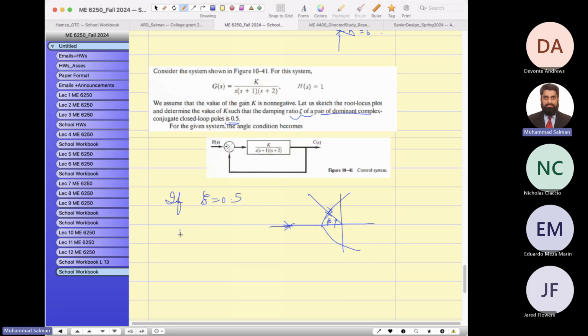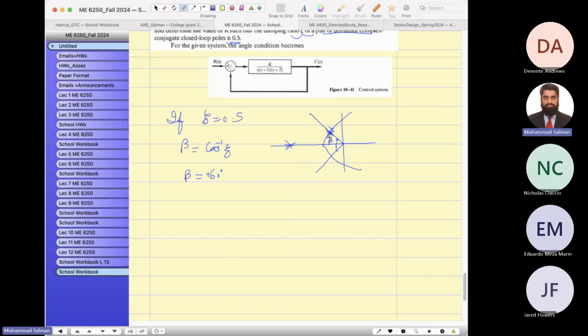So we know that beta equals cosine inverse of zeta, so that is equal to 60 degrees. So if this is 60 degrees here, the other line you have to draw negative. Let's focus on this first line over here, and it touches here. So how will you find out the roots, the poles, at this location?